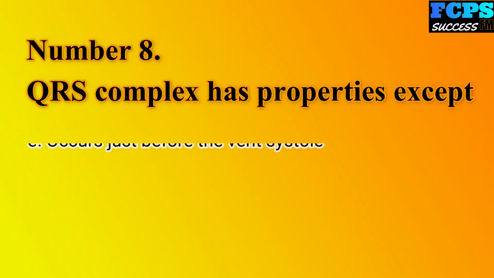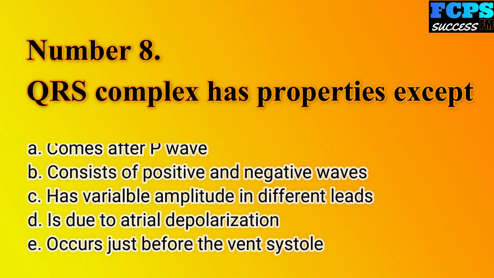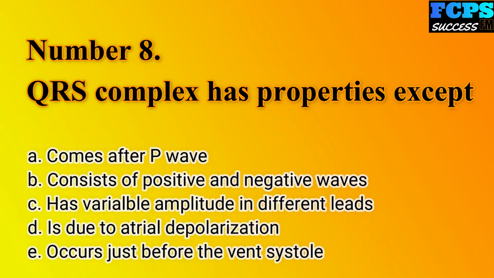Number 8. QRS complex has properties except A. Comes after P wave. B. Consists of positive and negative waves. C. Has variable amplitude in different leads. D. Is due to atrial depolarization. E. Occurs just before the ventricular systole. Correct option is due to atrial depolarization.